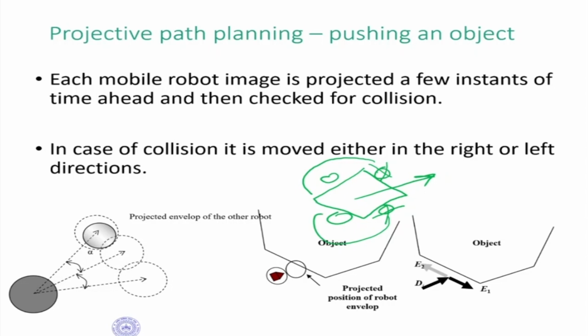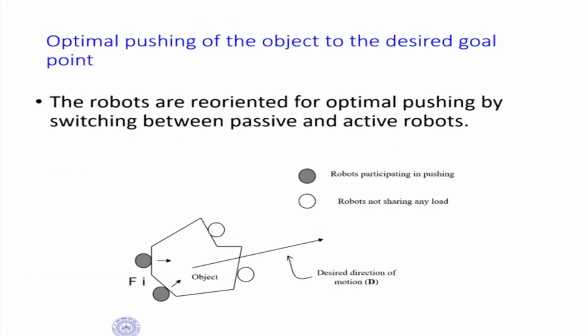So the robot is going to have some velocity like this, and the robot is applying a force in that direction. Okay, so what we are seeing here is that first we have to realign our robot, and then we have to place our robot such that it goes and actually pushes in a particular direction. So optimal pushing of the object to the desired goal point. So the robots are reoriented for optimal pushing by switching between passive and active robots.